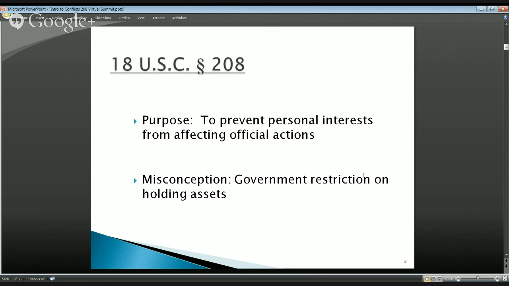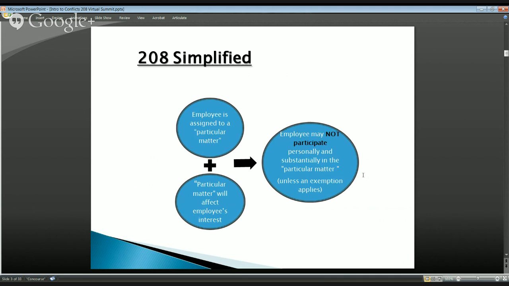Right, so if there's a government matter that you're asked to participate in, and in that matter you have a financial interest, meaning the outcome of the matter would affect your financial interest personally or the interests of persons whose interests are imputed to you, you are barred from participation. So what we have here is a bar on participating in certain government matters. And when we say participation, we mean official participation.